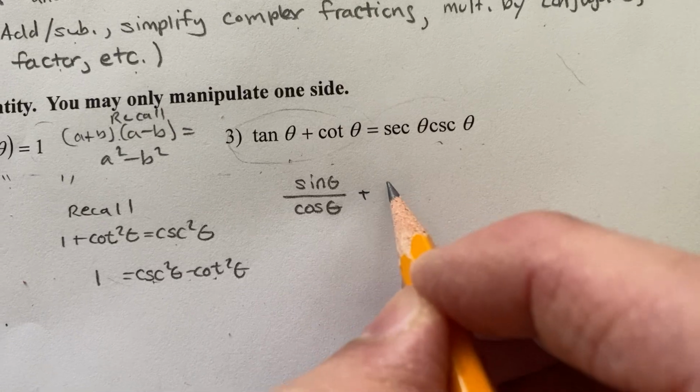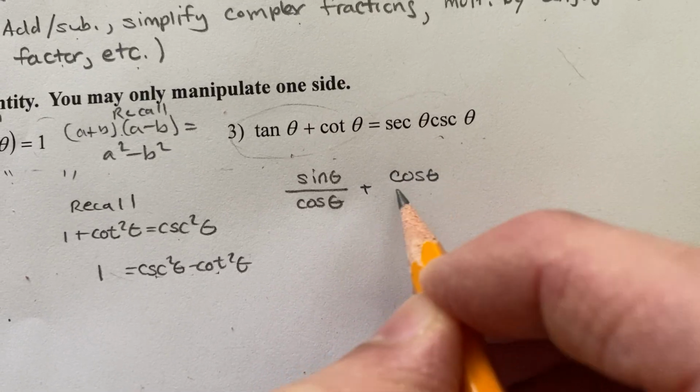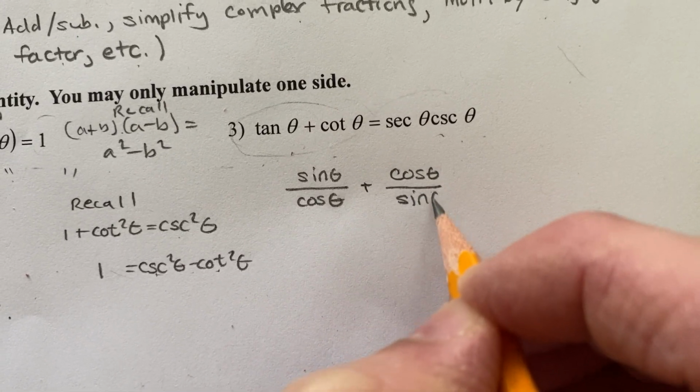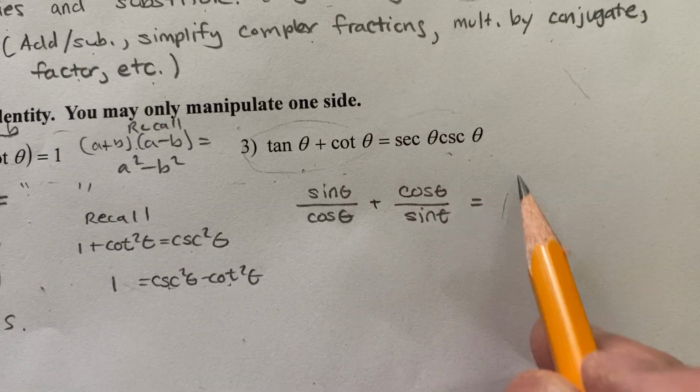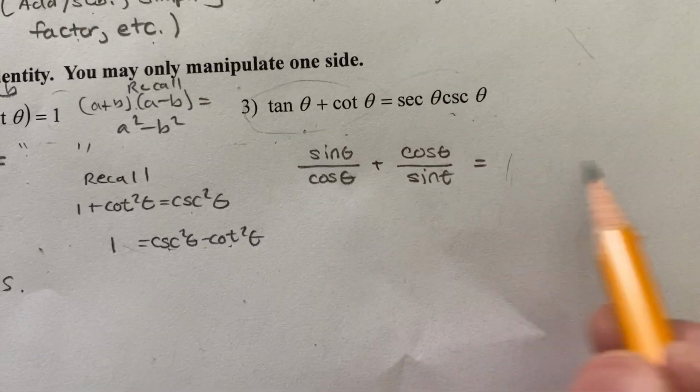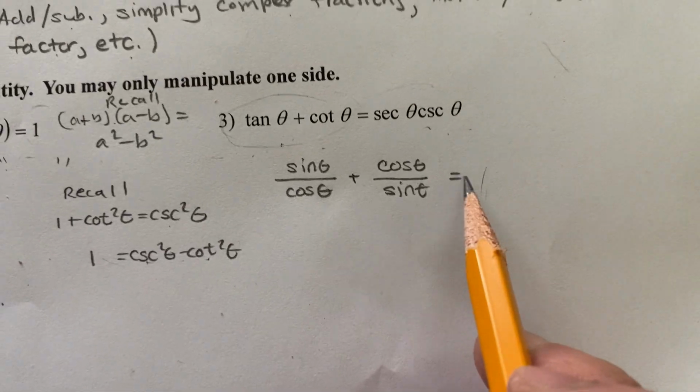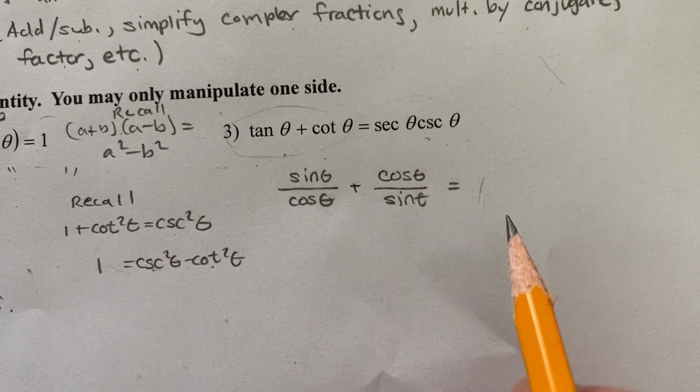And cotangent, right, is the reciprocal of that. That's cosine theta over sine theta. And again, I don't know what this equals, so I don't know why I put the quotation marks here in the beginning. Just write equals, okay? You can't say this equals this just yet.